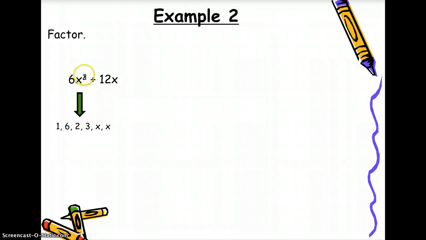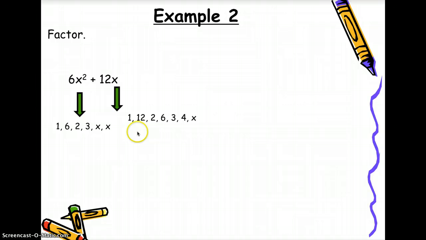Now for the variable part, because it's x squared, that means that you have 2 x's. Now how about 12? What are the factors of 12? Let's list them down. It can be 1 and 12 because 1 times 12 is 12. It could also be 2 and 6 because 6 times 2 is 12. Then it's also 3 and 4 because 3 times 4 is 12. And then you only have 1x, so we list down 1x.